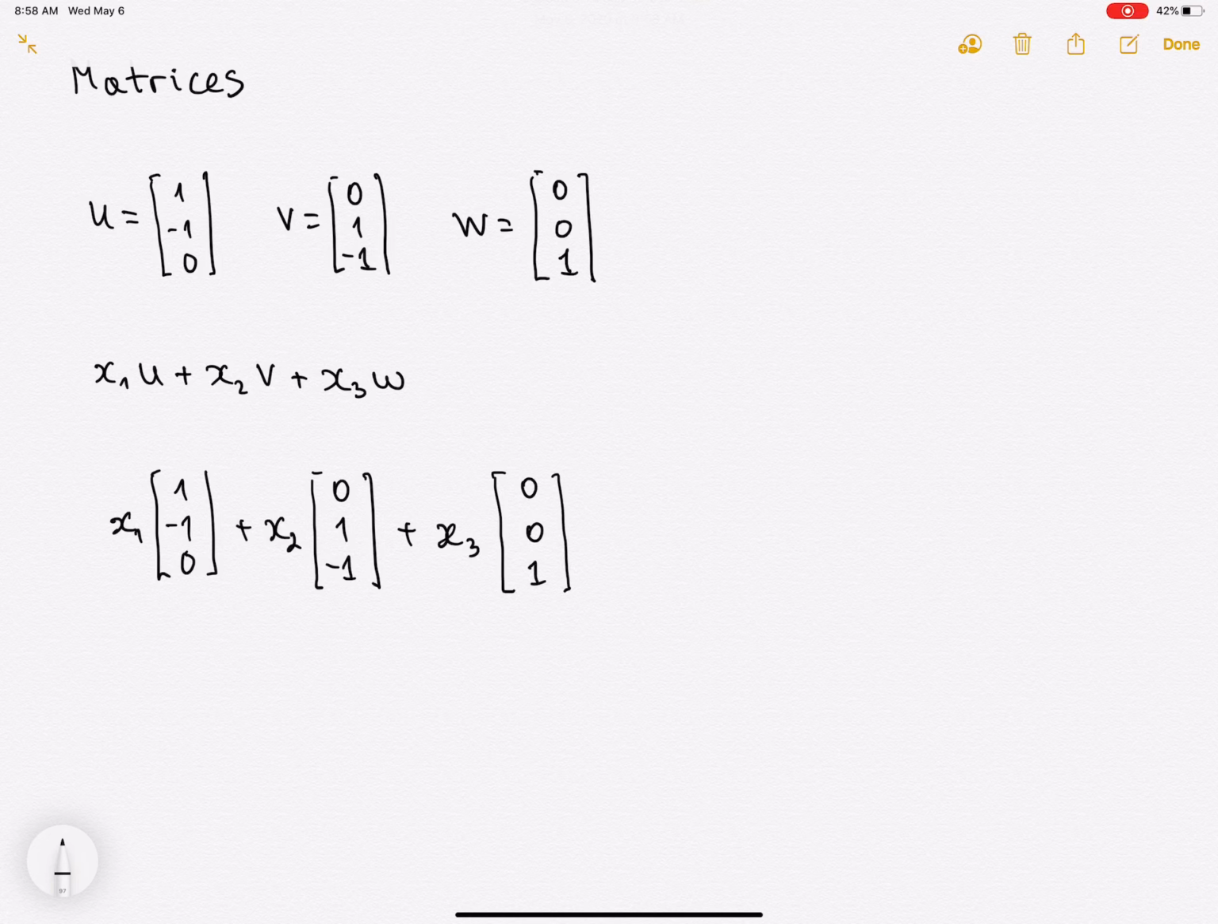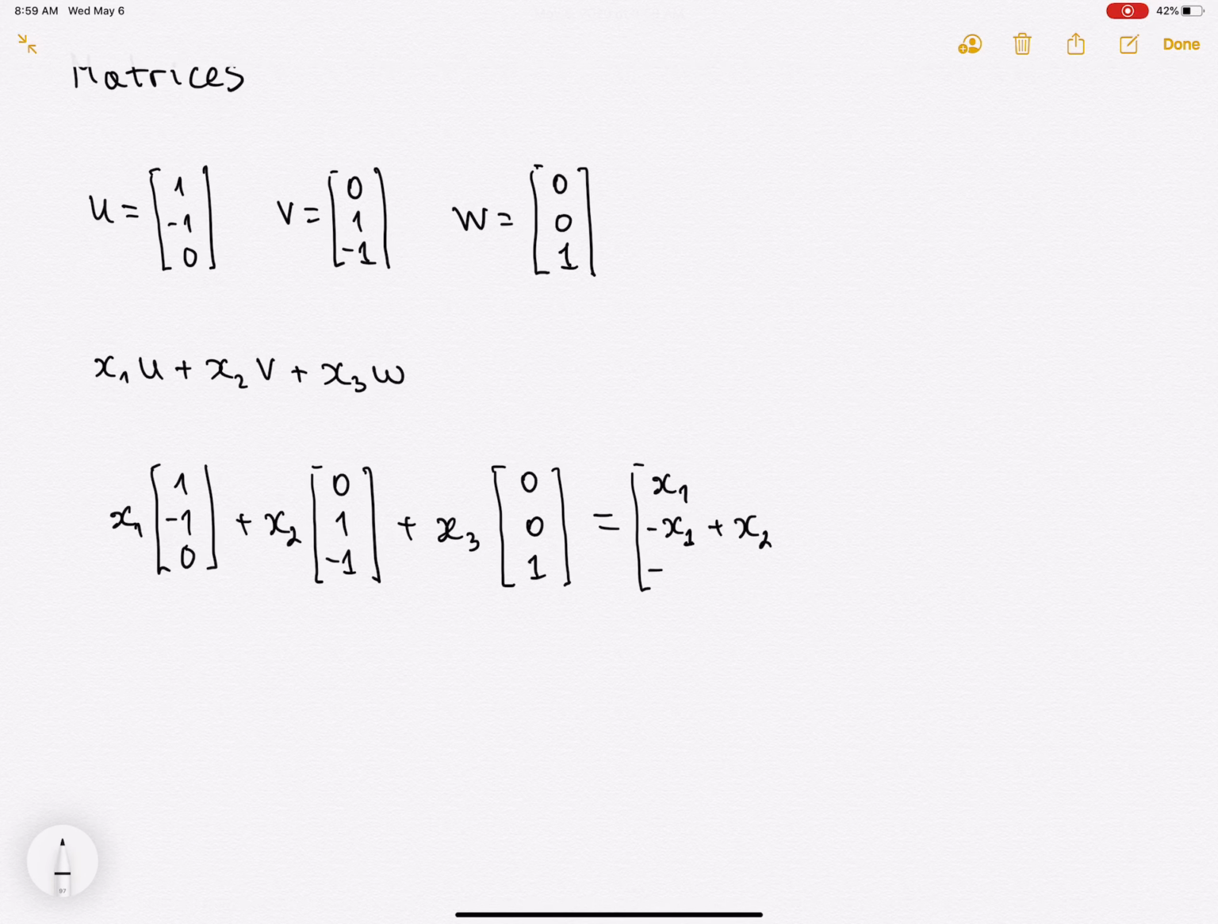What these vectors produce, if you carry out the multiplication, you're going to get x1 from the first vector, nothing from the second, and nothing from the third because they're being multiplied by 0. Then the second component will be -x1 plus x2, and x3 is multiplied by 0. And the third component will be -x2 from the second vector plus x3 from the third vector. We got this answer, right? Any linear combination of three vectors will produce another vector.